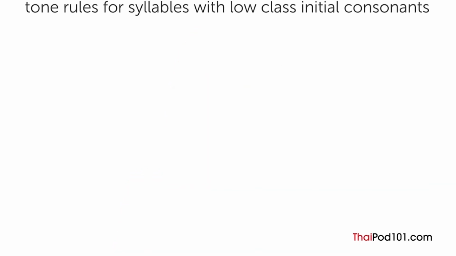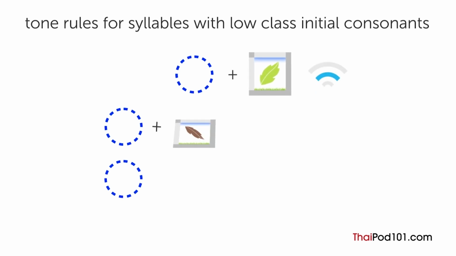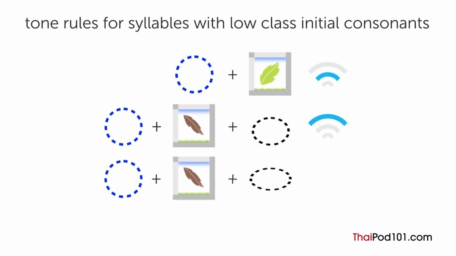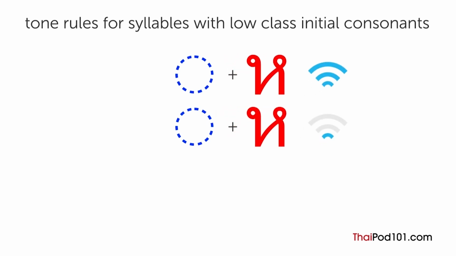There's one other tone besides the rising tone that low-class consonants can't make on their own. Do you know which one it is? Let's review the tone rules to find out. The tone rules for syllables with low-class initial consonants are: with a live ending, it's a mid-tone. With a dead ending and short vowel, it's a high tone. And with a dead ending and long vowel, it's a falling tone. So on their own, low-class consonants can't make rising tone or low tone. But with the help of หอหีบ they can make both tones.